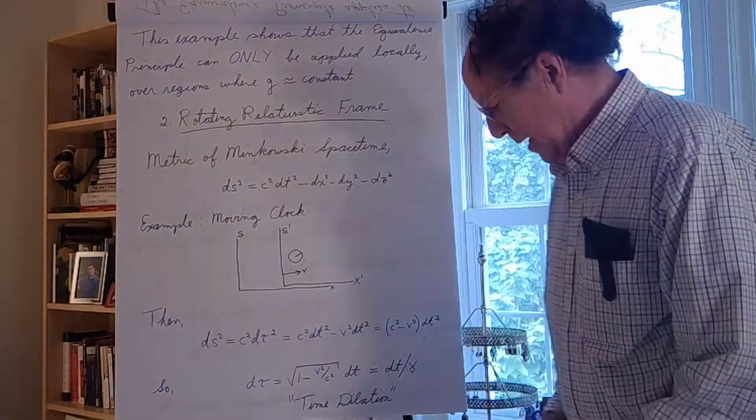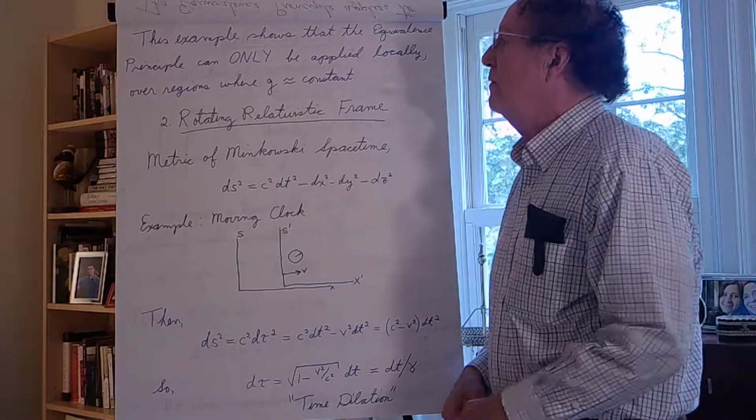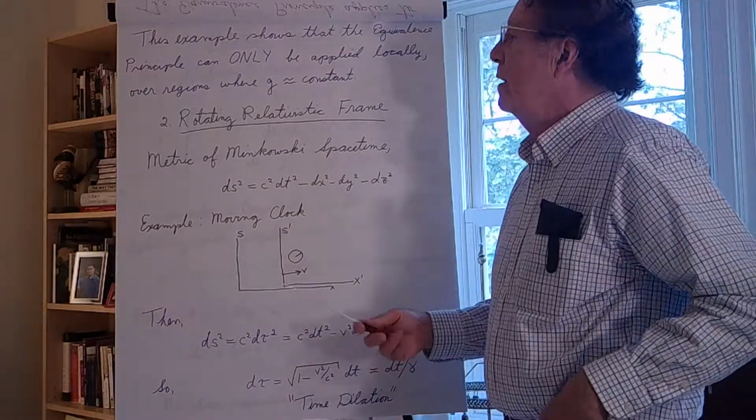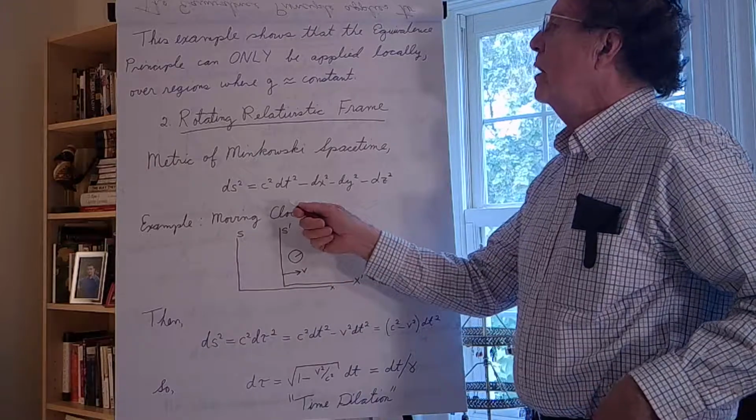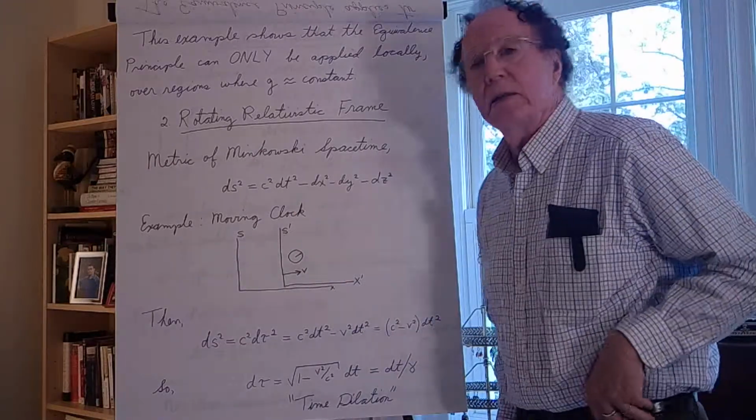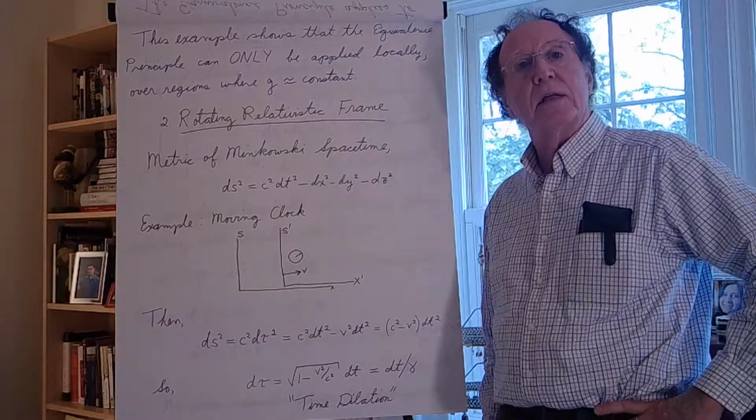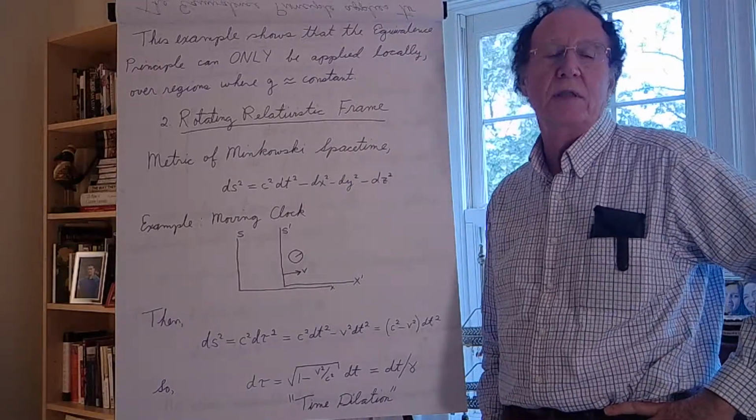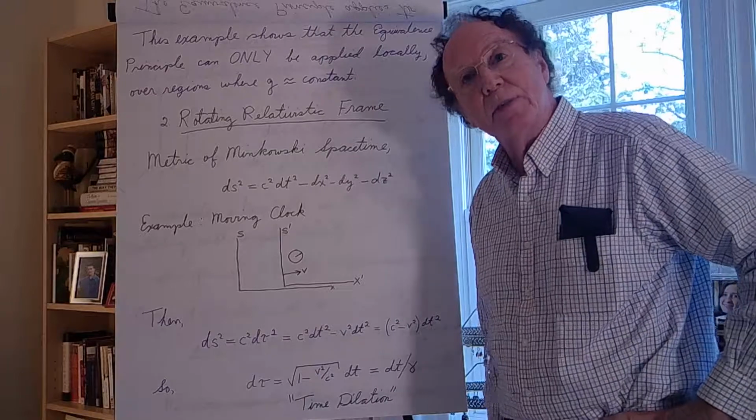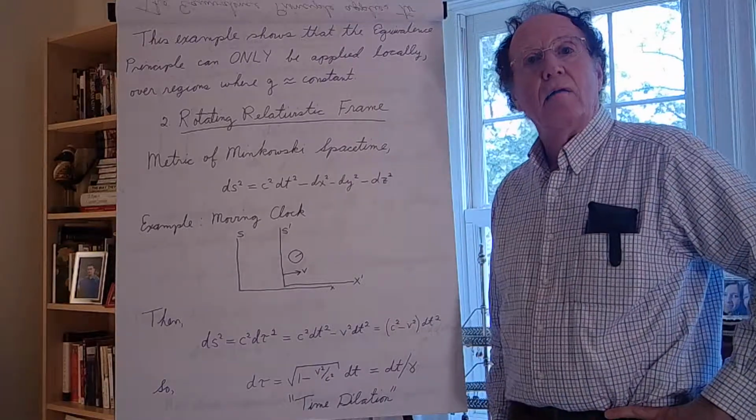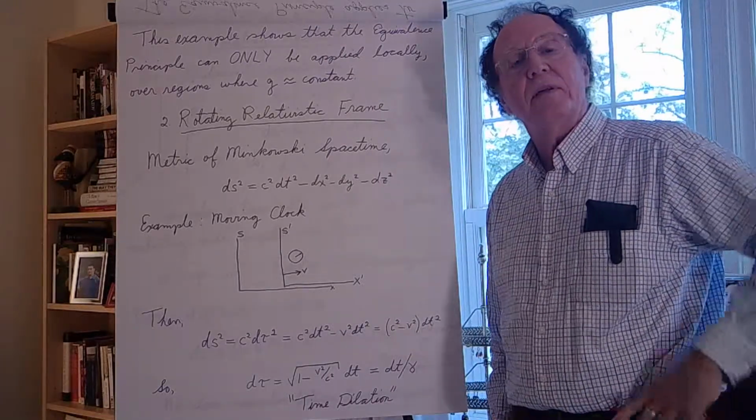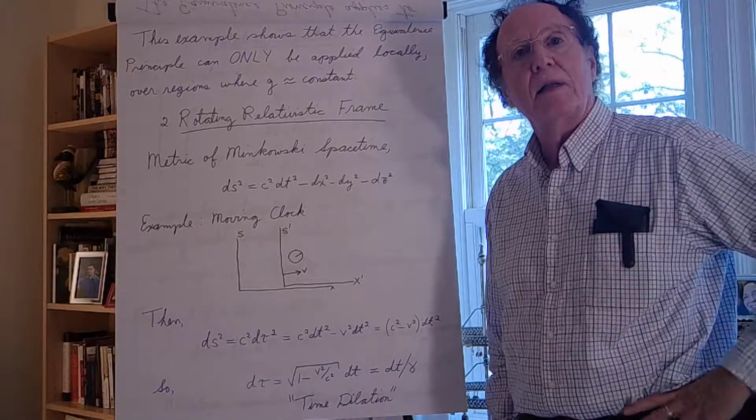So welcome back to our next lecture in General Relativity, Introduction for Physics students. We're going to look at rotating relativistic frames of reference. We're interested in establishing the existence of apparent or virtual forces and see how they come into the description of relativity. Our emphasis here is on the metric of relativity.